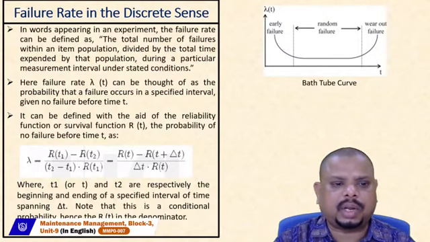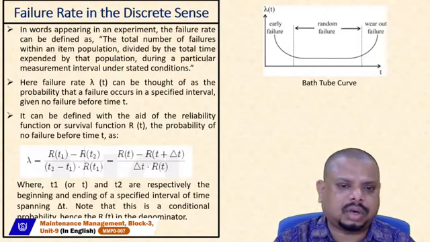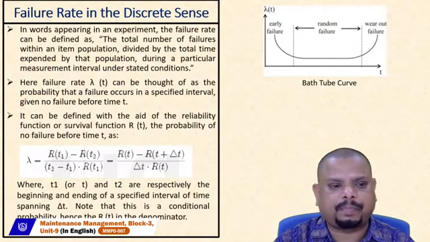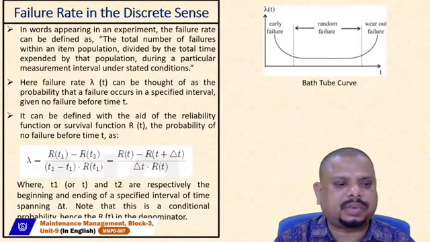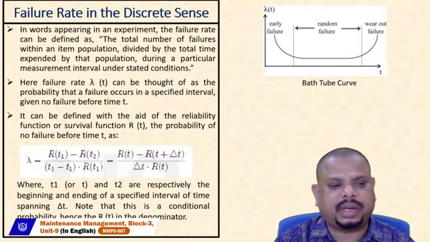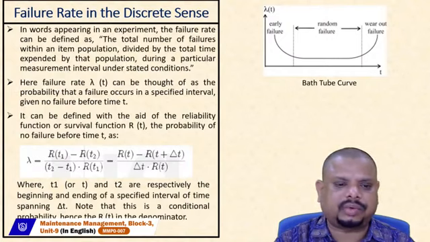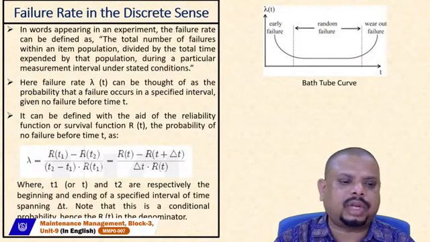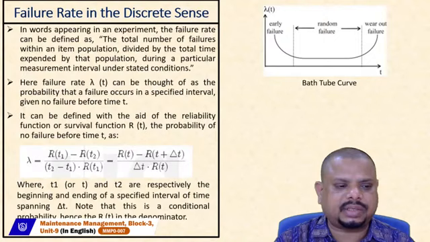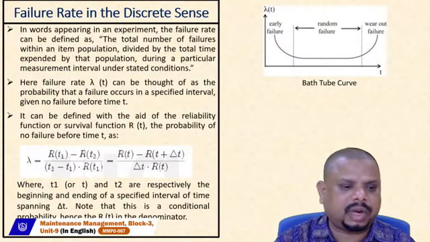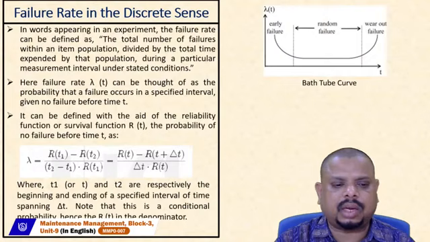So here the failure rate lambda as a function of t can be thought of as the probability that a failure occurs in a specified interval, given no failure before time t. If you go for the mathematical expression, it can be defined with the aid of the reliability function or survival function, which is denoted as R of t, the probability of no failure before time t, which is expressed as lambda equals R of t1 minus R of t2 divided by (t2 minus t1) into R of t1.